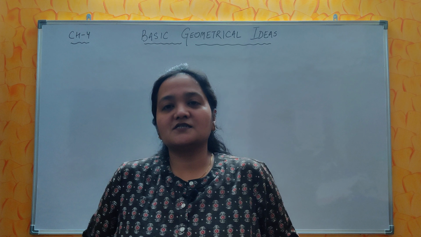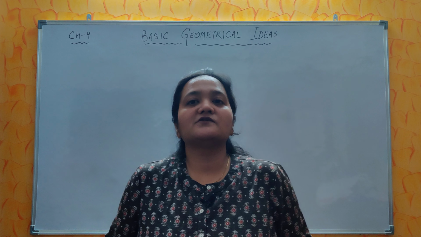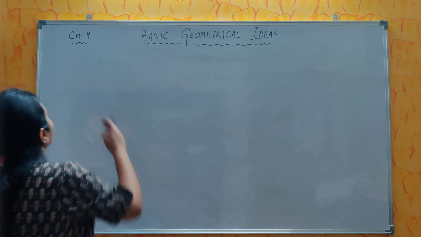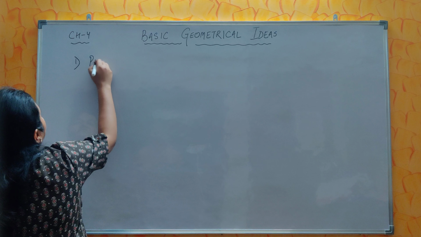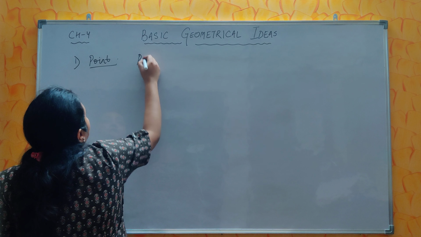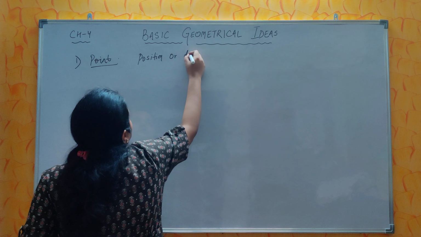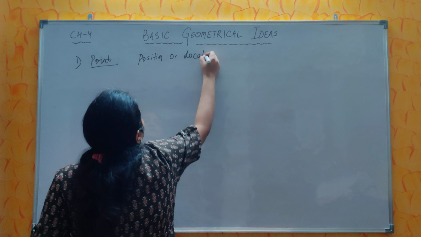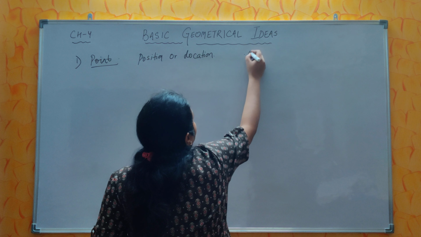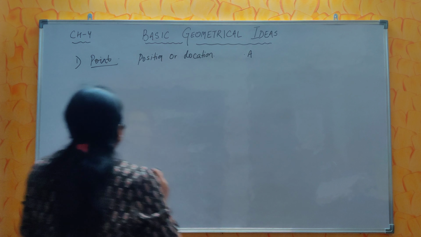Today we are going to discuss important concepts of chapter 4 of NCERT, basic geometrical ideas. Okay, so let's get started. Our first topic is point. What is a point? Anything that tells about the position or location. It is represented by a dot and can be denoted by a capital letter, let's say A.